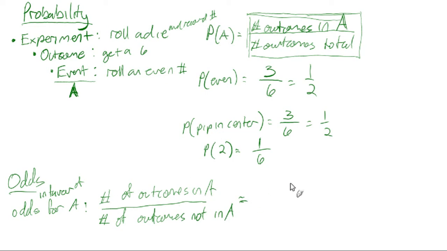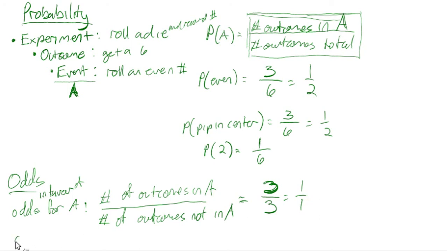Well, how many outcomes are there in A? 3. And how many outcomes are there not in A? The total is 6, so how many outcomes are not in A? Just 3. Right? Over the long haul, you should expect a 3-to-3 ratio, or a 1-to-1 ratio. If you think about betting on this thing happening, you'll win once and you'll lose once. That's kind of how you can expect your luck to be over time.